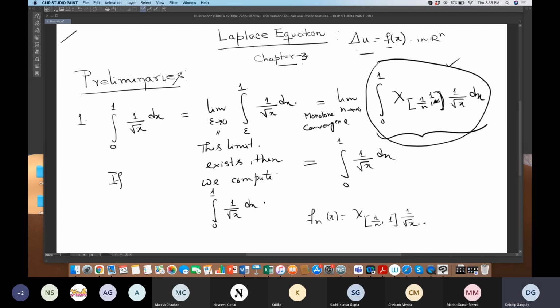So is this a monotone sequence of functions? Yes or no? Yes, sir. So by using the monotone convergence theorem, fn converges to f and there is monotonicity, so the integral of fn converges to the integral of the limit f. So you know how to do all these things.